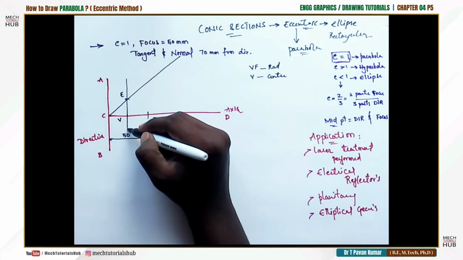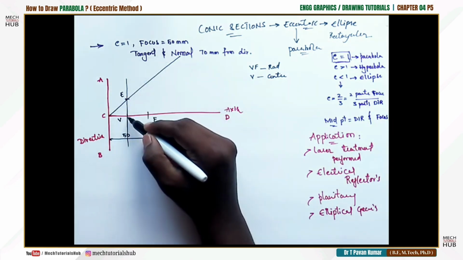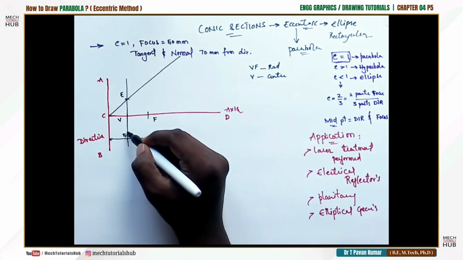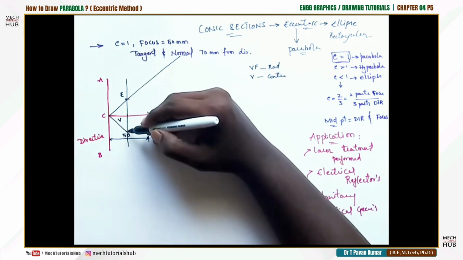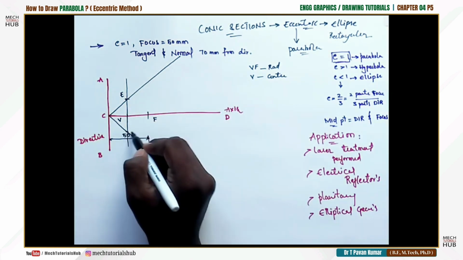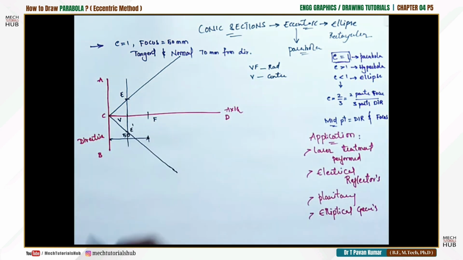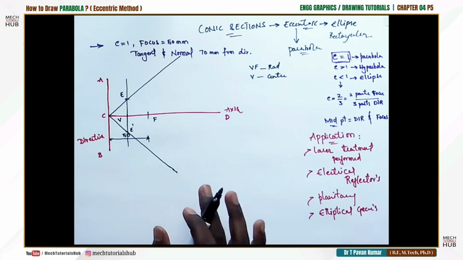I can extend this line. I'll measure this distance, same distance, V as center. I'll just make a mark. Then draw a straight line passing through C prime. Let us consider this point as E prime. Okay, this is the construction, simple construction.